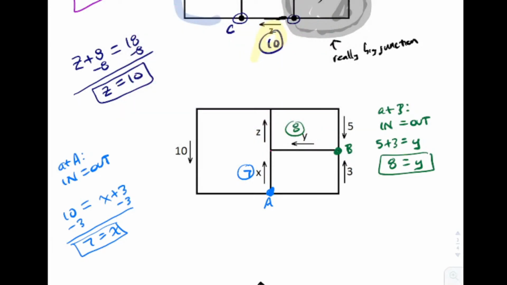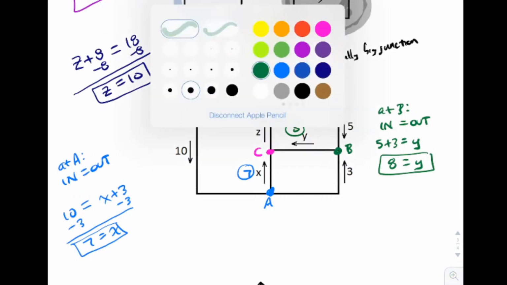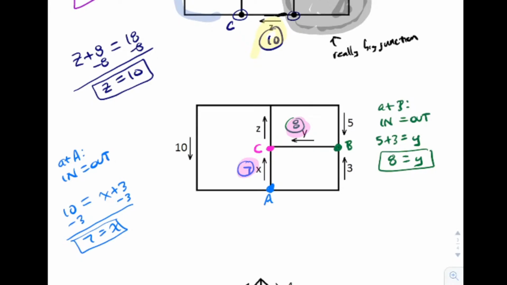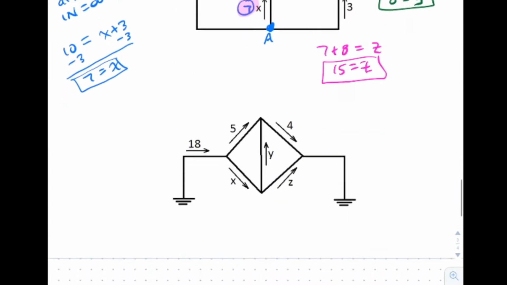Now we'll solve for current Z. We have to use either this junction or that junction. It doesn't really matter which one. I think I like this junction down here. Coming into junction C is both the 7 and the 8. Leaving is the Z. I think you can see what the solution is. 7 plus 8 go in, Z comes out. Z must be 15 amps or whatever these are. What goes in must go out. Use the algebra.